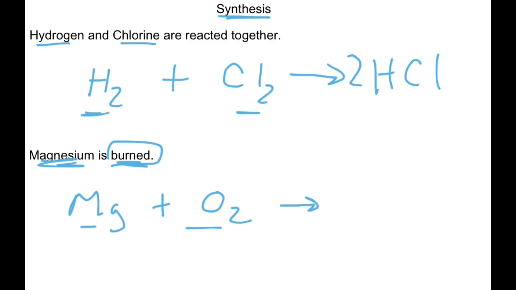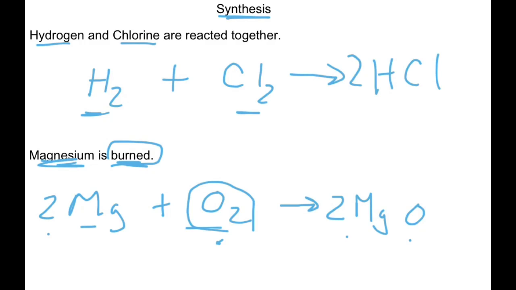But magnesium and oxygen, let's see. Magnesium forms a +2 cation, and oxygen forms a -2 anion. So those are going to cancel out, and the compound that you get is just going to be magnesium oxide. Then you notice here your oxygen is diatomic. Because it's diatomic, you have to put a 2 there and a 2 there, because you want to finish by balancing the equation. So 2 magnesiums on the left, 2 magnesiums on the right, check. 2 oxygens on the left and 2 oxygens on the right. So we have a balanced equation, and we're done. Again, synthesis is 2 things getting together.